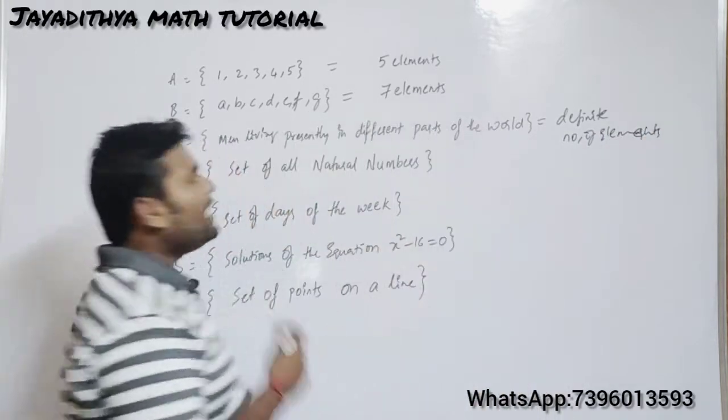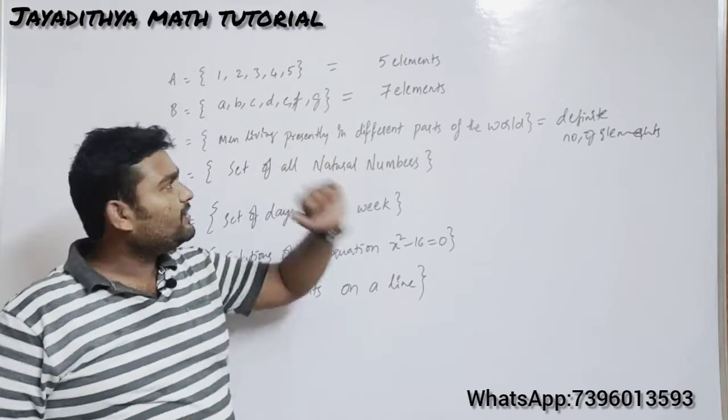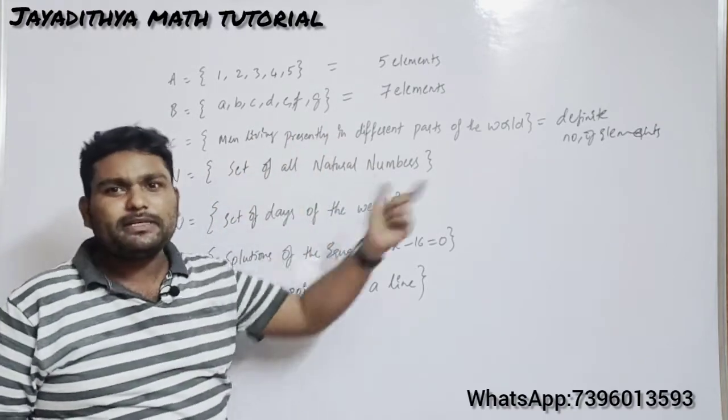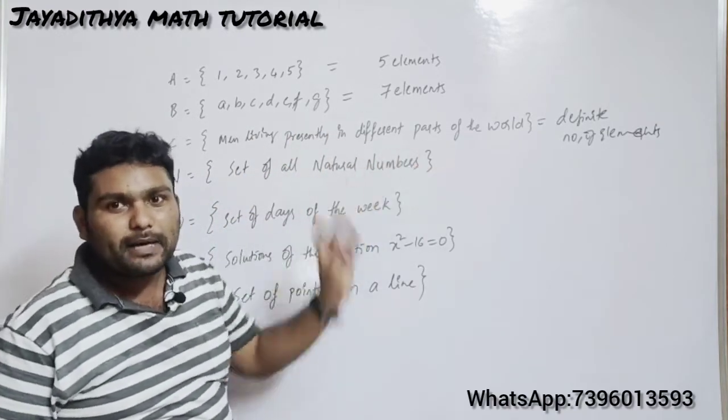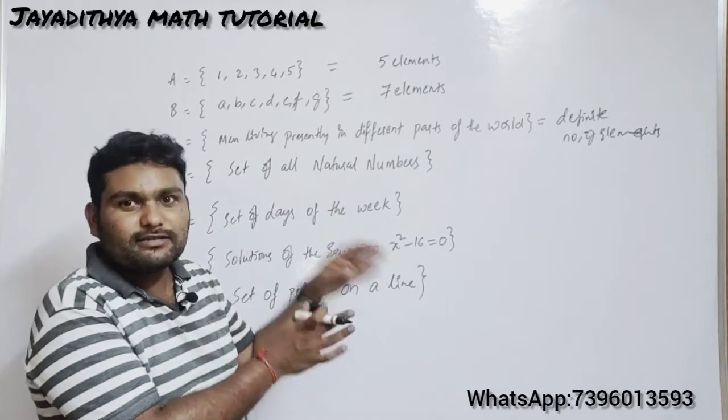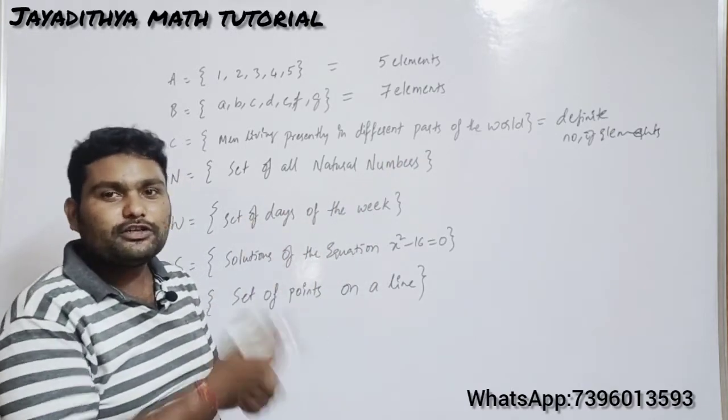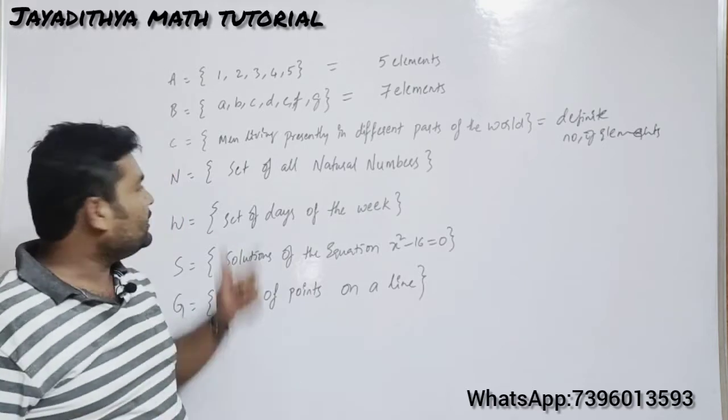So in the first case we have 5 elements, in the second case we have 7 elements, and in the third case we have some definite number of elements, but we don't know that number exactly, but there will be a particular natural number. So let us go for the next one.